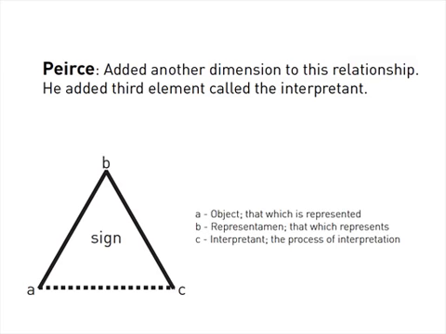Peirce added another dimension to this relationship. He added a third element called the interpretant. Now that does not mean how you interpret things. It doesn't mean the interpreter. It doesn't mean us, the participant. Instead, it is to do with this thing called the process, when you get the whole picture. So it's not this corporal being I happen to be, but it's some part inside my brain that goes, oh, it means this, which I'll leave there.